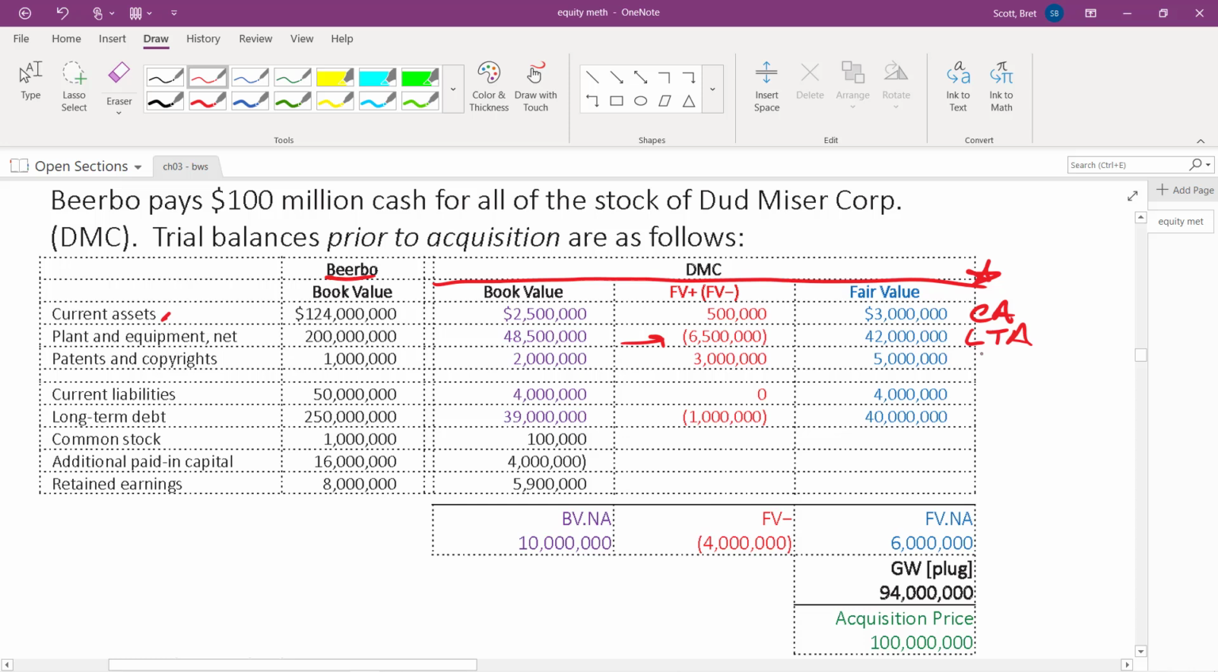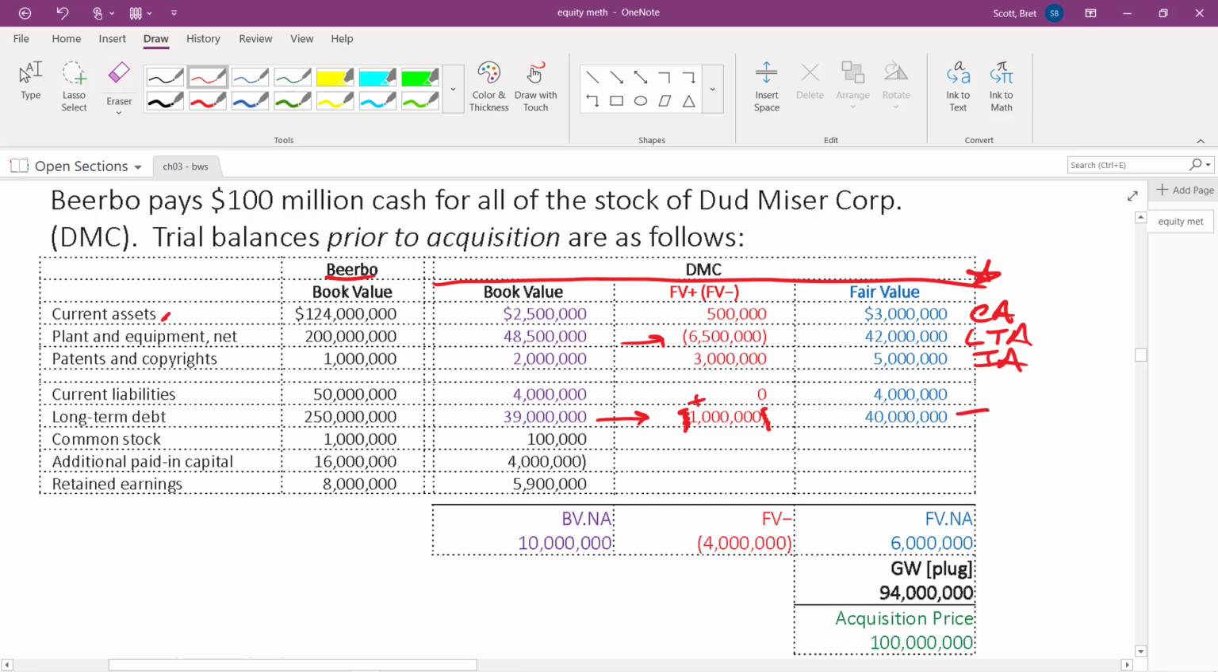And then you have some intangible assets as well there that have to be bumped up by 3 million. Long-term debt here, what we're saying is that should not be a credit. That should not be a negative number there. That's my bad. That should just be add. We're going to add another 1 million there.